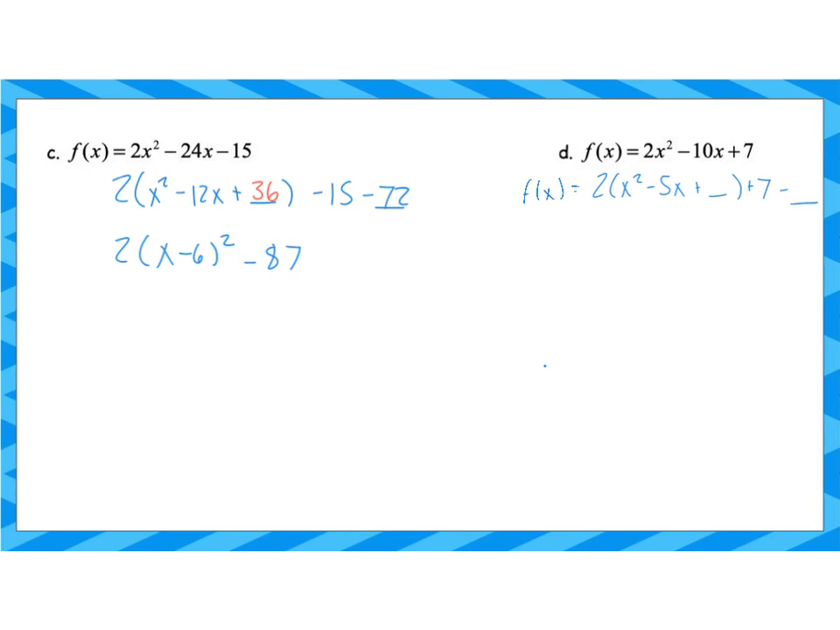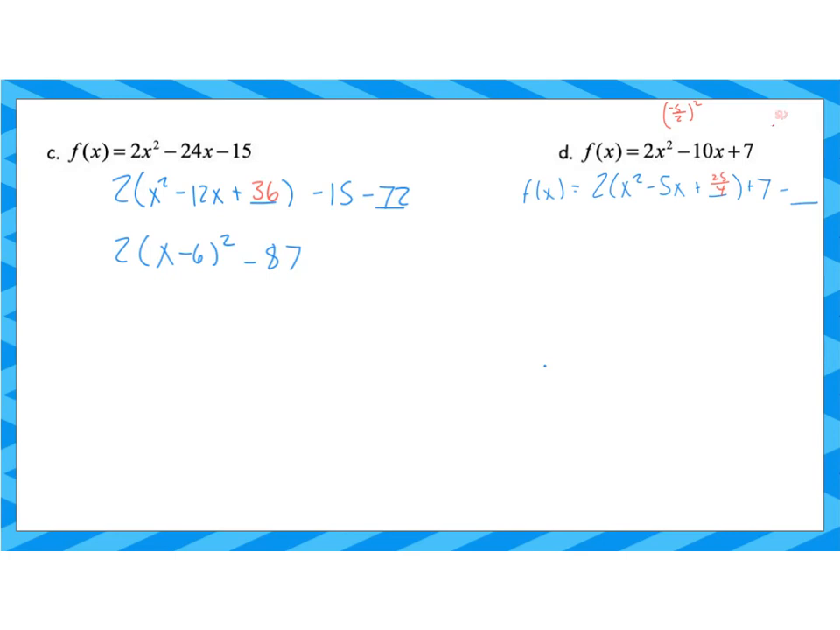To figure out what goes in the blank, I take the b value, I divide it by 2, and I square it. So this is negative 5 over 2 squared. So that gives me 25 over 4. And remember, the other blank is not going to be 25 over 4. It's going to be 2 times 25 over 4. Well, 2 times 25 over 4 would be 50 over 4.